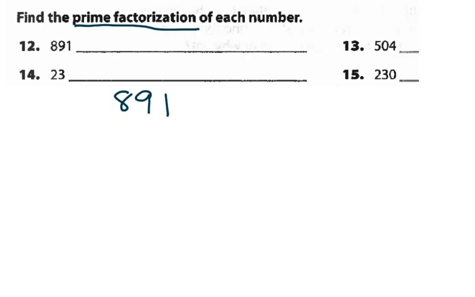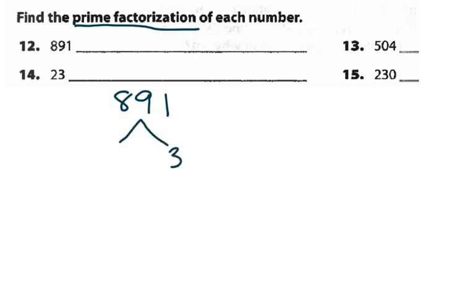So how I would look at this to start is I would say, I remember my divisibility rules. And I would say 8 plus 9, that's 17. 17 plus 1 is 18. So I know for sure I can start with 3, right? Because 18 is divisible by 3. So I'm going to start with a factor tree for 891.